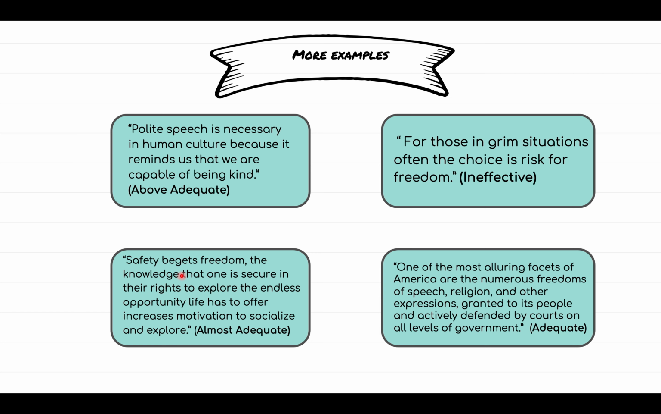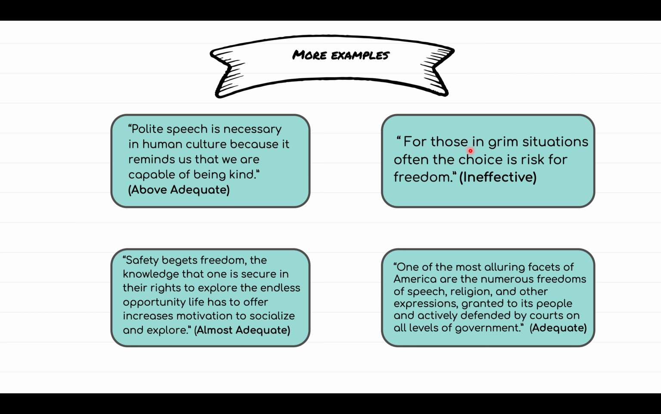Now, here are some more examples for a first sentence. The key to a first sentence, again, is to provide a clear direction for that body paragraph. I mean, that's true of any body paragraph, of any paragraph, really, but especially here. Polite speech, when talking about the value or function of polite speech, is necessary in human culture because it reminds us that we are capable of being kind. Okay, I have a direction. You're going to talk about polite speech and human kindness.